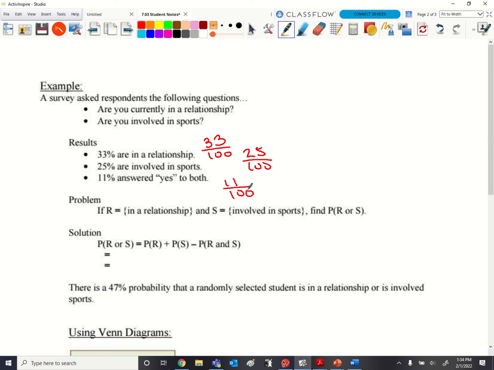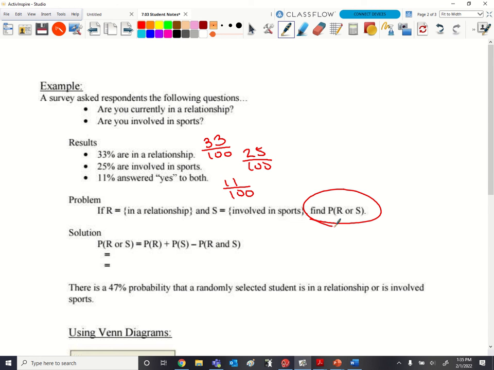All right, so let's see. What we're looking for is students that are in a relationship and involved in sports. So P of R or S. It says P of R or S. But there's a problem with that. The or, if you remember from 7.2 notes, the or means I'm going to add. Very good, right? The or means I'm going to add, but I can't just straight up add them.